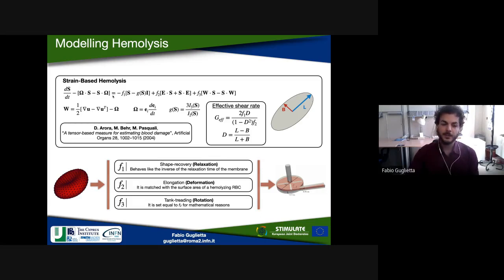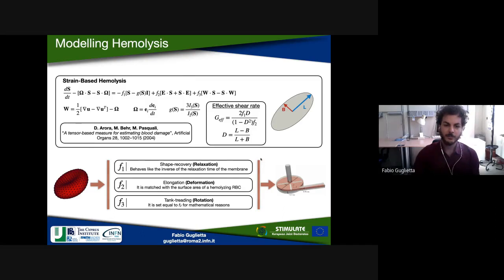And in particular, here you can recognize 3 main terms. Each of these is characterized by one of these parameters, so F1, F2, and F3. And they are connected to different behaviors of the red blood cell membrane. For example, F1 is connected to the relaxation process, F2 to the deformation, and F3 to the tank-treading motion of the membrane. In particular, in this work, we will focus on F1, that is the inverse of the relaxation time of the membrane.